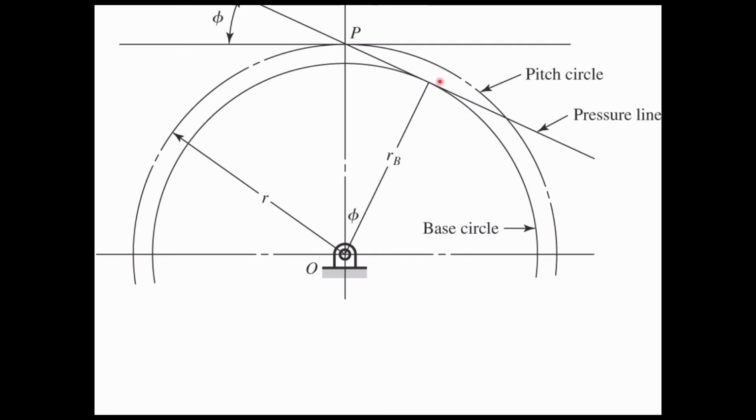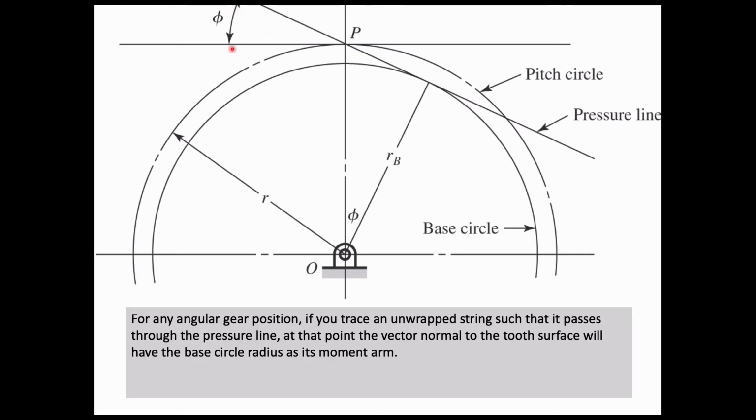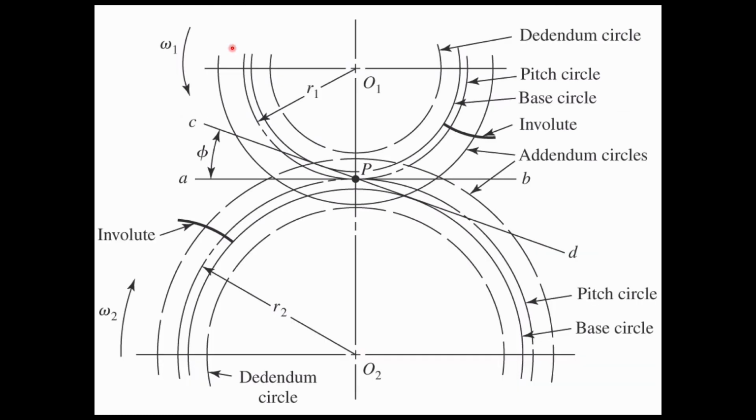The pressure line is going to be tangent to the base circle, and it's going to go through the pitch point. Here is the pressure angle. For any angular gear position, if we trace an unwrapped string such that it passes through the pressure line, at that point the vector normal to the tooth surface will have the base circle radius as its moment arm. The moment arm does not change with position, and therefore the speed ratio does not change with position.